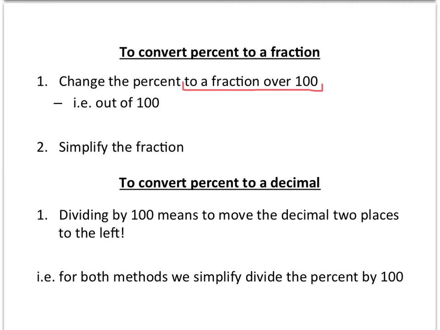Now to convert to a decimal, as we saw before, since percent literally means I'm relating it to parts out of 100, I'm essentially dividing by 100, which means that we're really just moving the decimal places 2 points to the left to find the equivalent decimal. So again, for both methods, what we're really doing to make a percent in terms of a decimal or a fraction, I'm really just dividing by 100 and then simplifying. So let's take a look at a few examples.